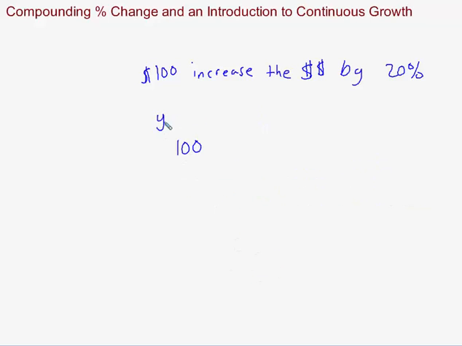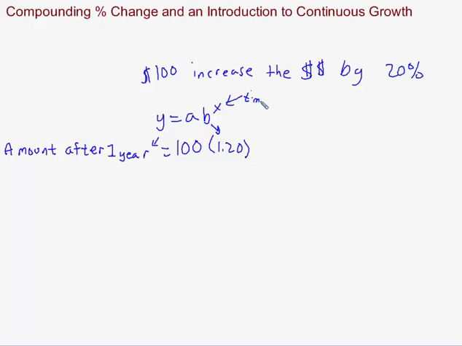You could think of this situation as being in the form a b to the x, where your output y would be the amount of money at the end of the year. And your b value, in order to increase this by 20%, would be 1.20. And my x, my input variable, is going to be thought of as time in years. And I'm going to increase my $100 one time at the end of the year by 20% by putting time equals 1 in here. And if I did so, I'd have 100 times 1.20, which is $120.